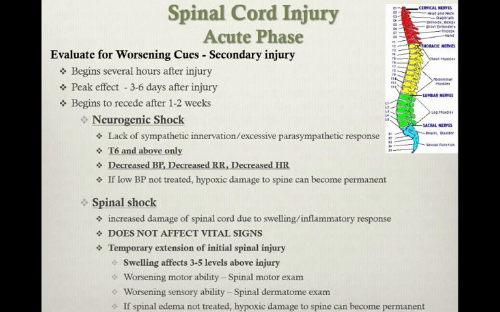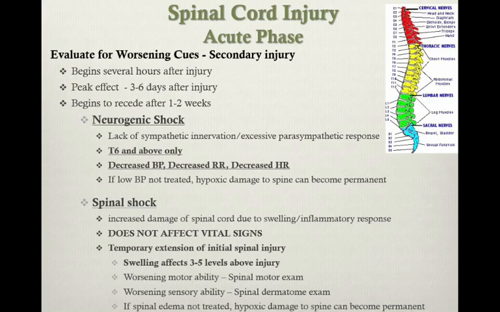What we're looking for is we can't fix the primary injury, but we can watch for secondary injury. Secondary injury involves the swelling of the spinal cord. And we have two different kinds of swelling of the spinal cord. Secondary injuries begin several hours after the injury and begin to recede after a couple of weeks. It may take a month or two for swelling to fully recede in the spinal cord. But while we have swelling, just like with a brain injury, we're going to have neuro deficits. While we have swelling, we're going to have motor and sensory deficits.